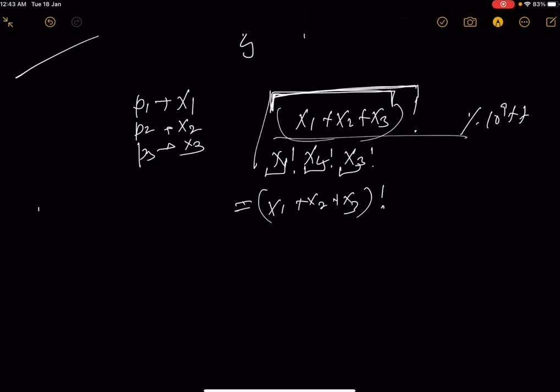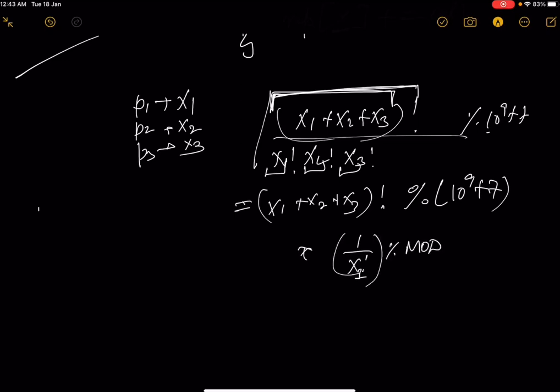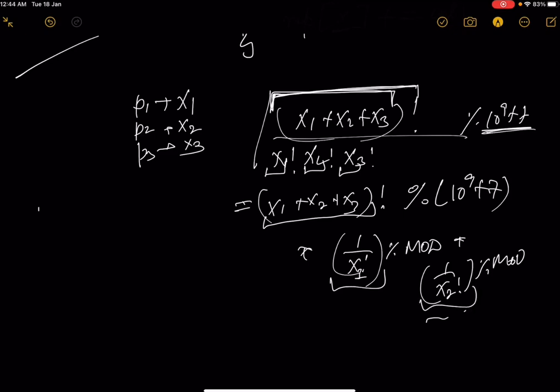You find its factorial modulo 10 to the power 9 plus 7, and then you multiply with the inverse of x1 factorial, then take the mod. Let's call 10 to the power 9 plus 7 the mod. Then multiply it with the inverse of x2 factorial, mod, and similarly you can keep on finding.